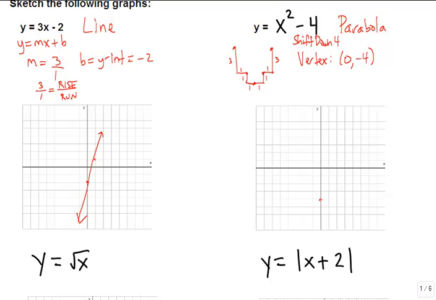And then if you know that vertex and you know your pattern, you can get some more side points. We're going to go over 1, up 1 to the right, over 1, up 1 to the left. And then over 1, up 3, 1, 2, 3 to the right, and over 1, up 3 to the left. So here, when I connect them with a nice rounded U shape, is my parabola. So it's good to know this basic pattern for a parabola and to know some of your basic shifts up, down, left, and right. And we'll review that as the course progresses.